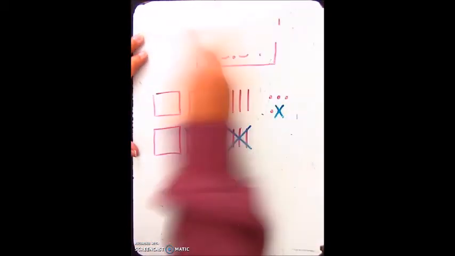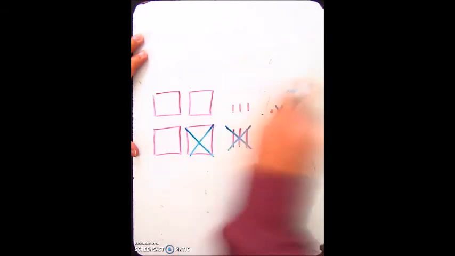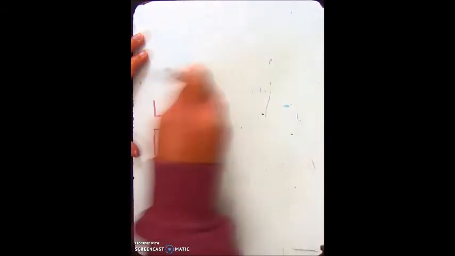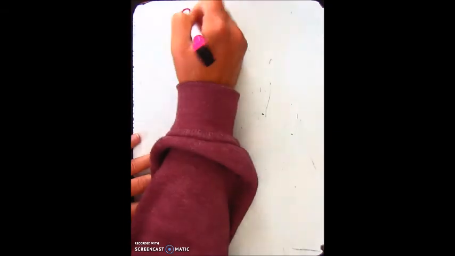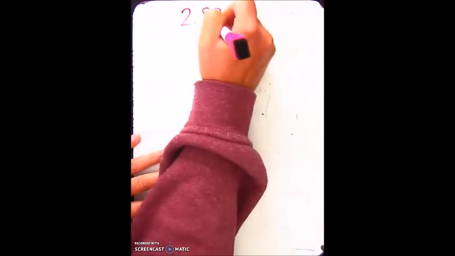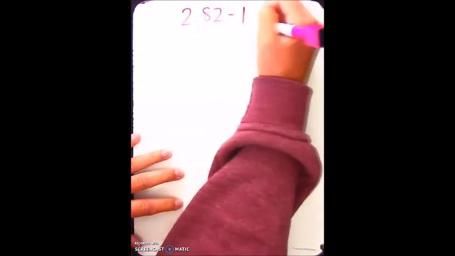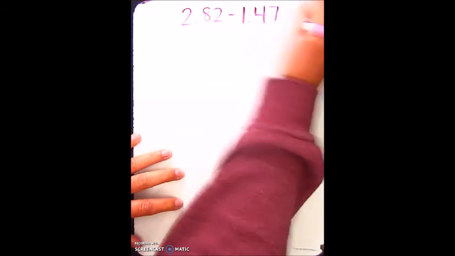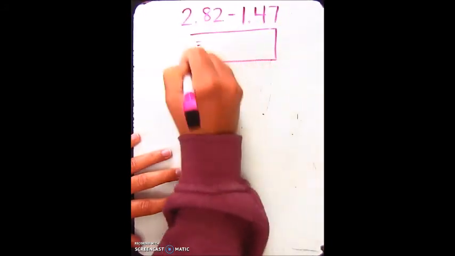Now let's take a look at another example, but this time I want to show you one where you're going to have to regroup in order to subtract. So just like with addition, regrouping with subtraction means you're going to be trading out some of the different pieces. So let's say I have 2 and 82 hundredths minus 1 and 47 hundredths.